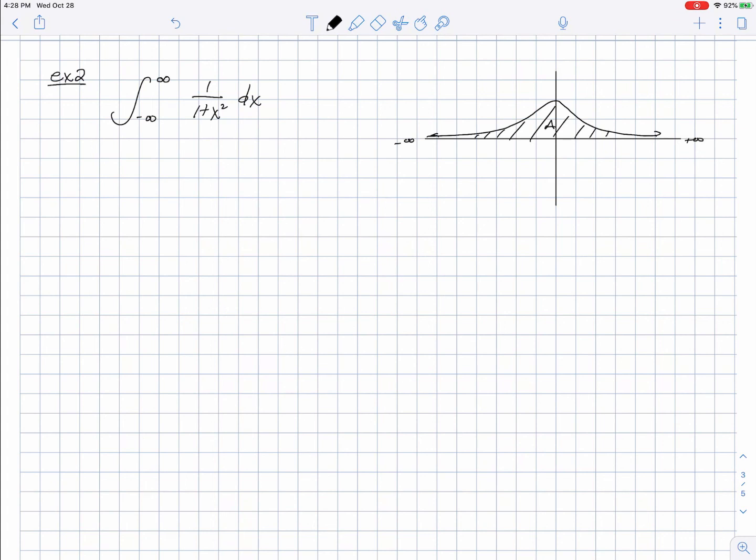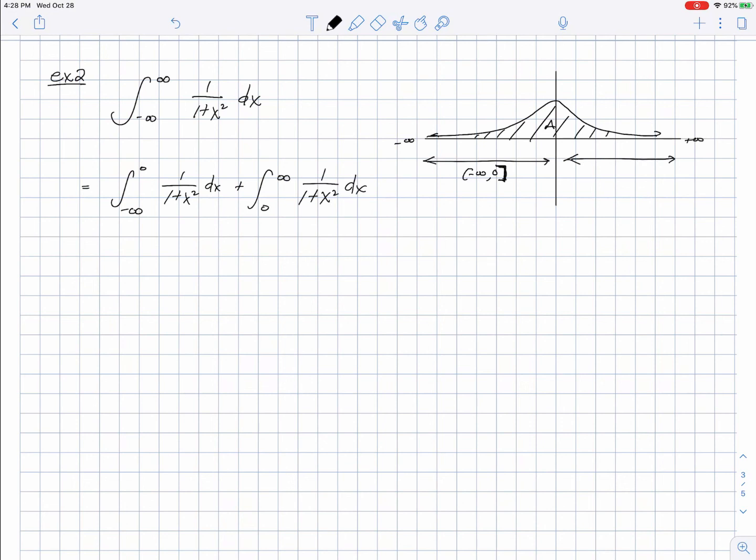So how do we deal with that? Well, as we stated before, the first thing that we're going to do is, since this is continuous for all values of x, we're going to break this up. And probably the nicest spot to break this up at is 0. So we're going to go from negative infinity to 0, or up to and including 0, I suppose, of 1 over 1 plus x squared dx, plus the integral from 0 to infinity of 1 over 1 plus x squared dx.